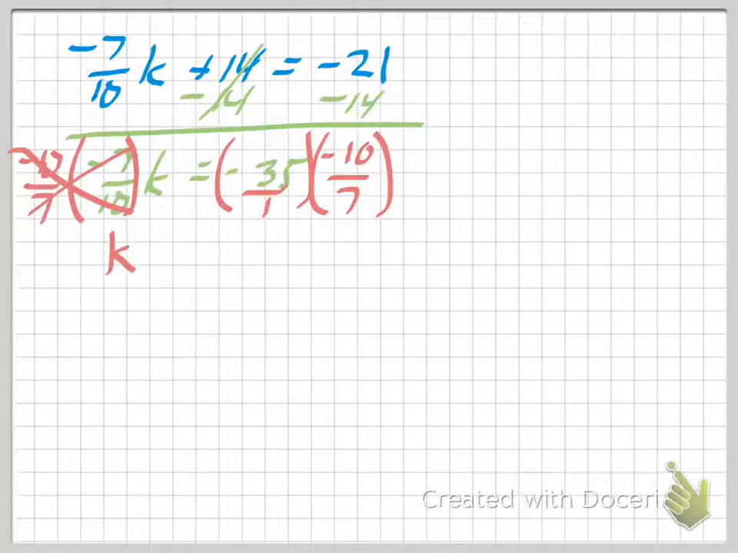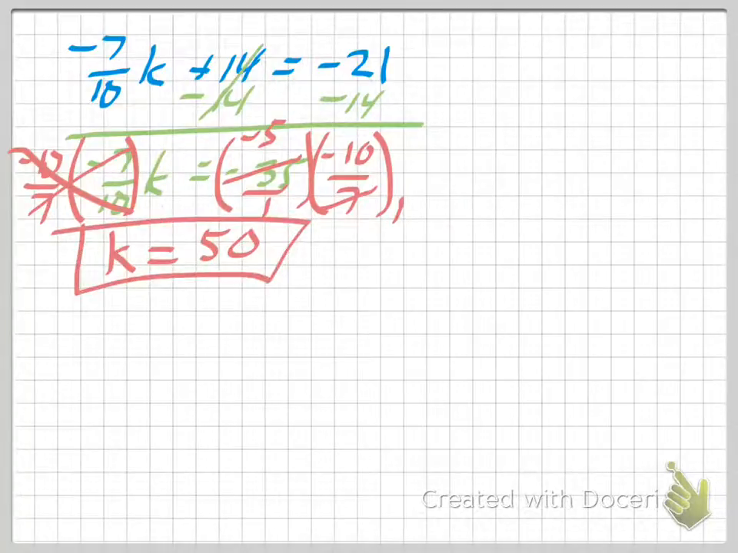We get k. On the right-hand side, negative 35 and 7 are both divisible by 7, so let's divide it out. We get negative 5 on the top, and we get 1 on the bottom. And to wrap this up, negative 5 times negative 10 is a positive 50. The only thing on the bottom is a 1, so we are done. Okay, and again, if you double check that one, negative 7/10 of 50 will give you negative 35, and if you add 14 to that, we will get negative 21.